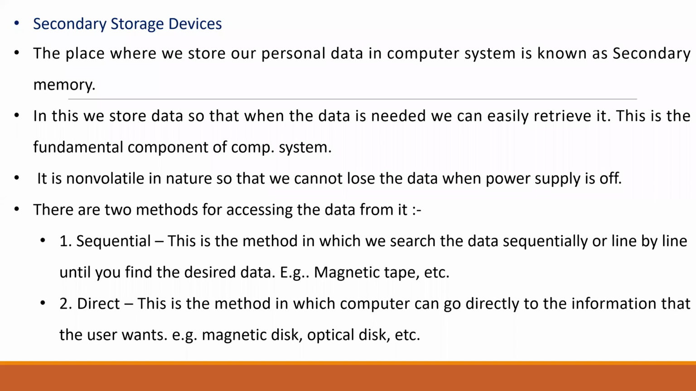Also we can access directly. This is the method in which the computer can go directly to the information that the user wants, like magnetic disc or optical disc. Means in a CD you can directly play song number 5. It is not necessary to go through track 1, 2, 3 and 4. We can go directly to track 5. So those are the accessing methods. It may be sequential or direct, depending upon which type of device we are using.